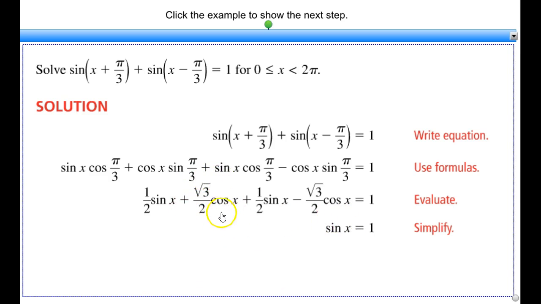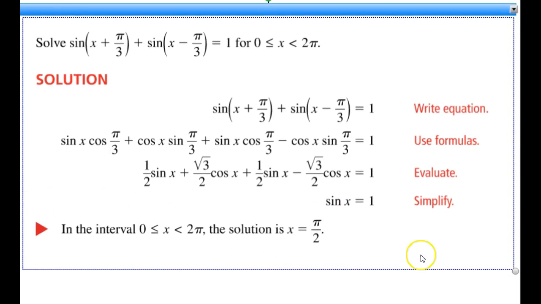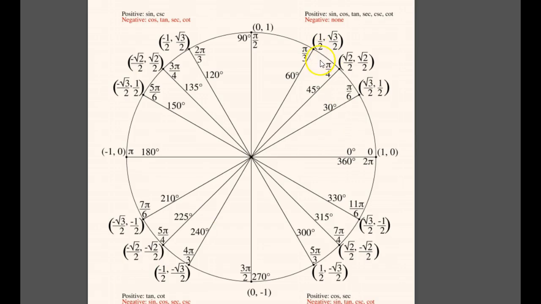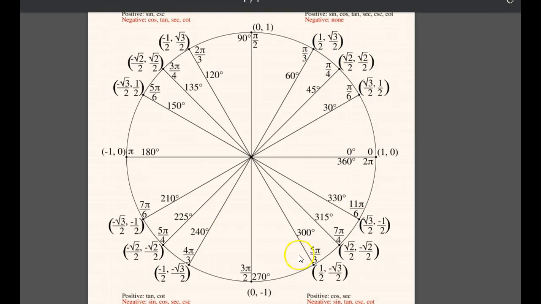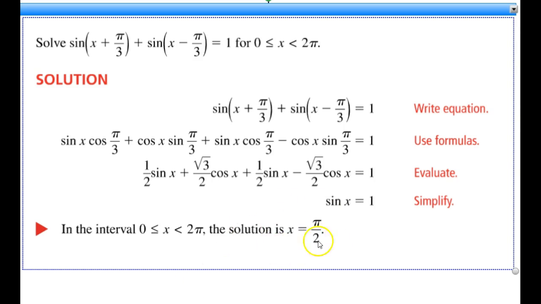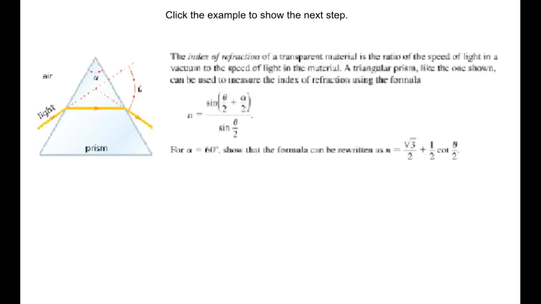I see I have square root of 3 over 2 cosine x minus square root of 3 over 2 cosine x, so that goes away. And 1/2 sine plus 1/2 sine gives me sine of x equals 1. Now I want to look back at my unit circle and see anywhere that sine of x equals 1, which is going to be my actual solution. Sine is my y value, so anywhere on this unit circle where my y value is 1 is going to be my solution. Here it's at pi over 2. So my solution is x equals pi over 2.